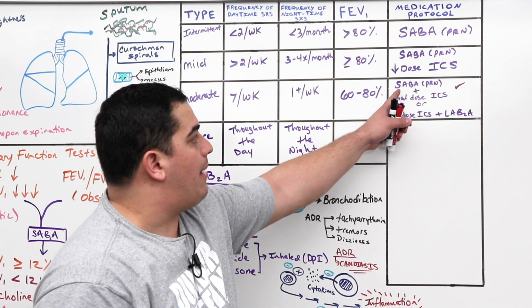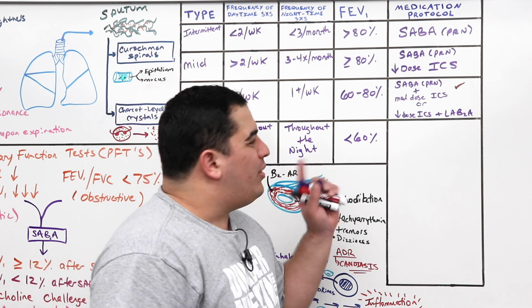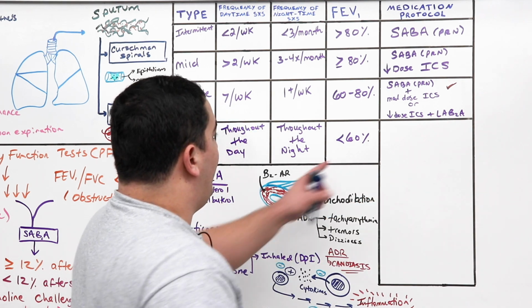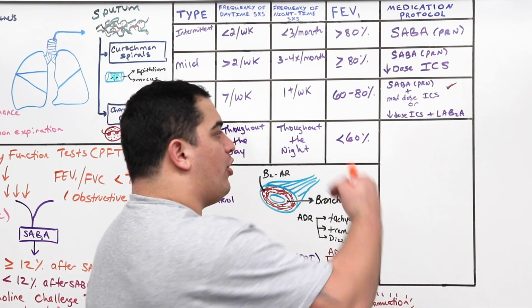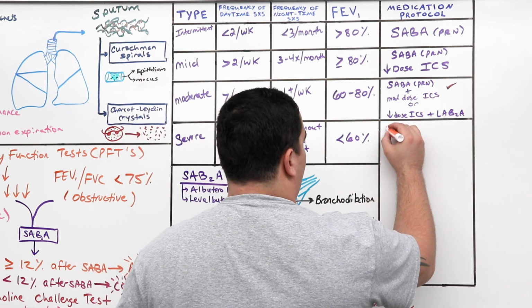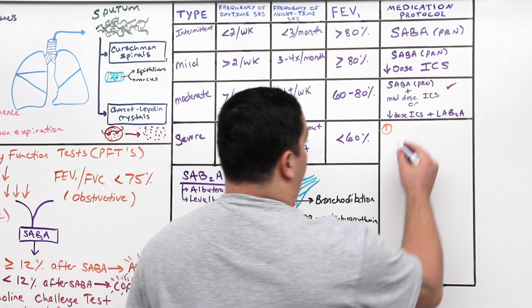We said that we started with a SABA and a medium dose inhaled corticosteroid, right? Or we wouldn't generally do this, but we could do a low dose inhaled corticosteroid and a LABA. All right, so now in here we're gonna have 3 subcategories. Okay, so we're gonna go through these in level of severity. First thing that we're gonna try to do is go back and give them a SABA. We're gonna follow this whole protocol.